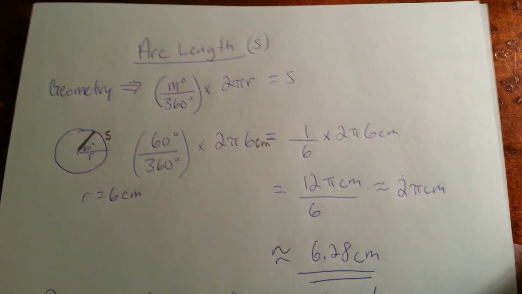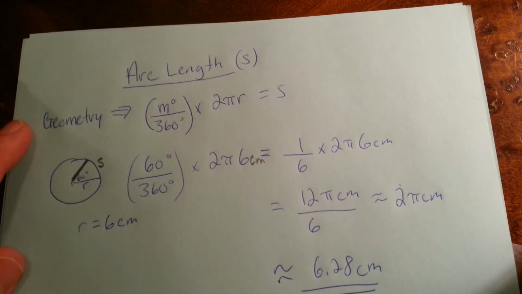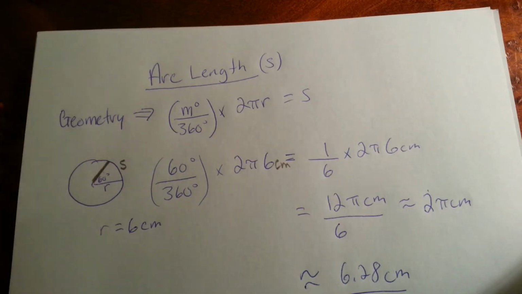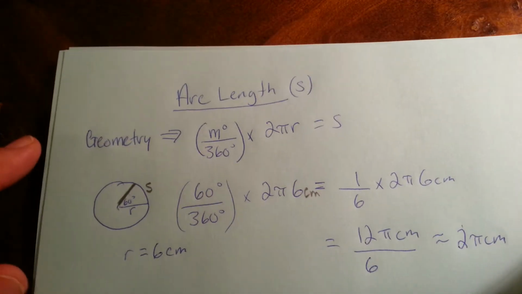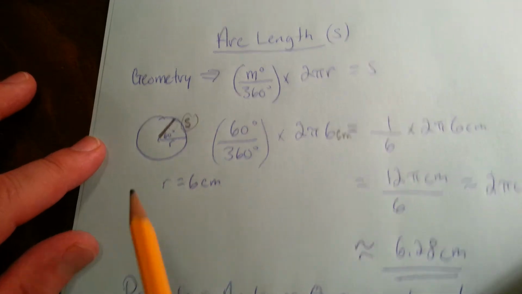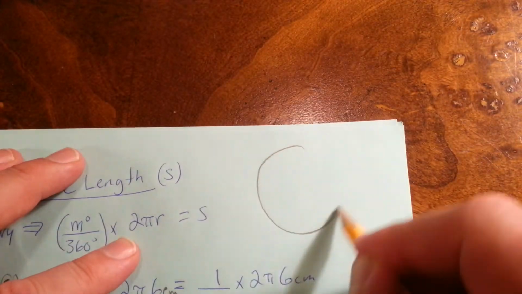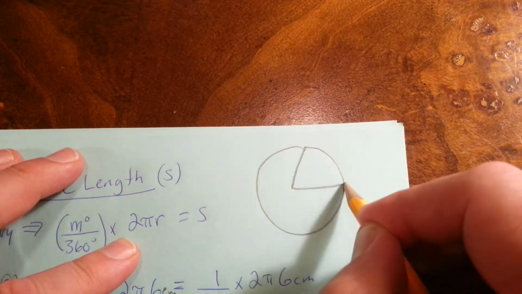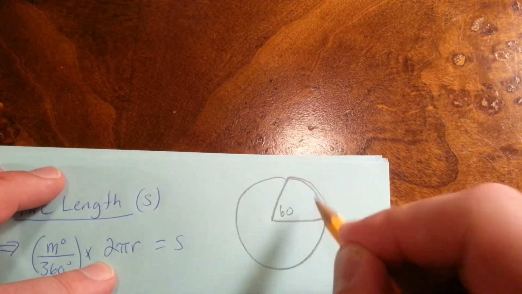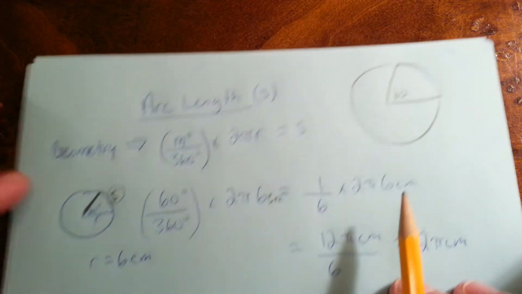Okay, we're going to get into angular velocity and linear and angular velocity. First, let's do a geometry recap. Arc length. The length of this arc we called S. Let's say my theta is 60 degrees here. Here's my arc length. Well, how do we figure out arc length?